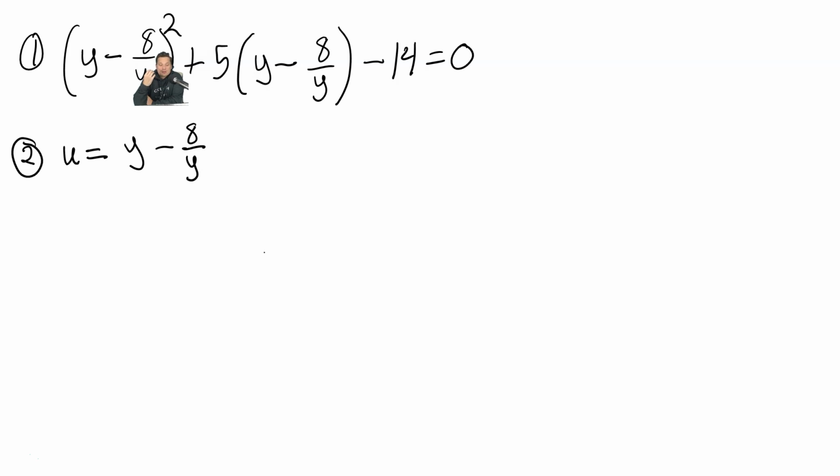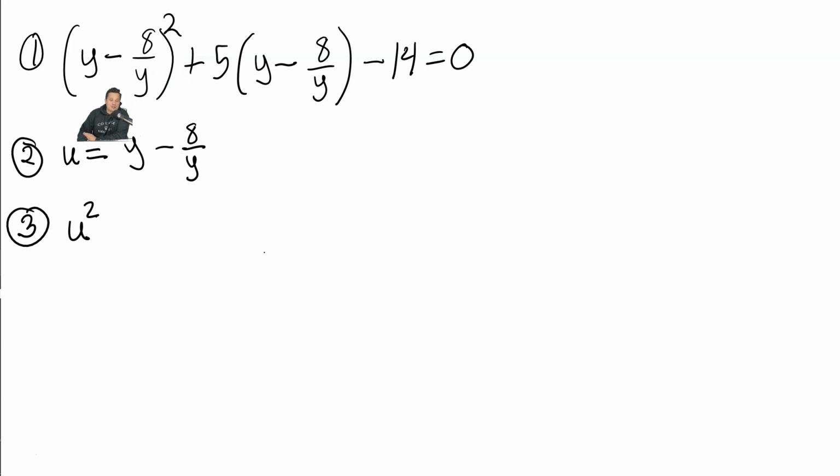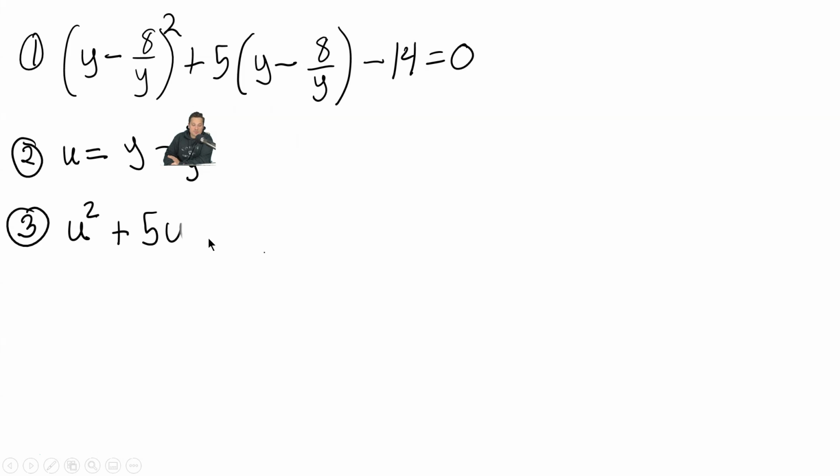And now take a look. What that allows you to do at step number 3 is rewrite the equation as follows. In this position, instead of writing y minus 8 over y squared, I'm just going to write u squared. For the second part, where right now it says plus 5 multiplying y minus 8 over y, I can rewrite that more simply now as just plus 5u, you see? And the negative 14 is a constant, so that stays. And the whole thing is equal to 0. So this is variable substitution.